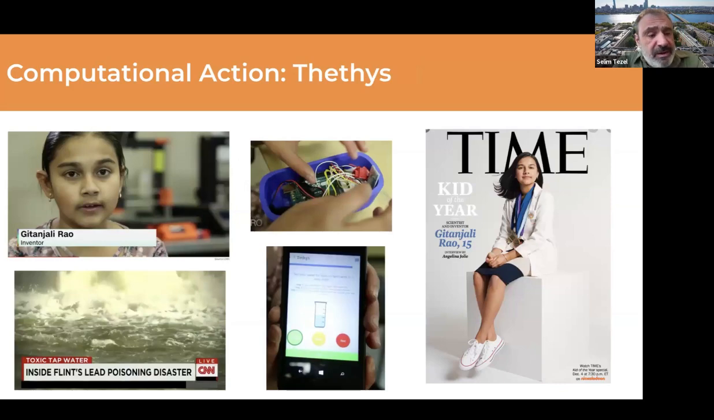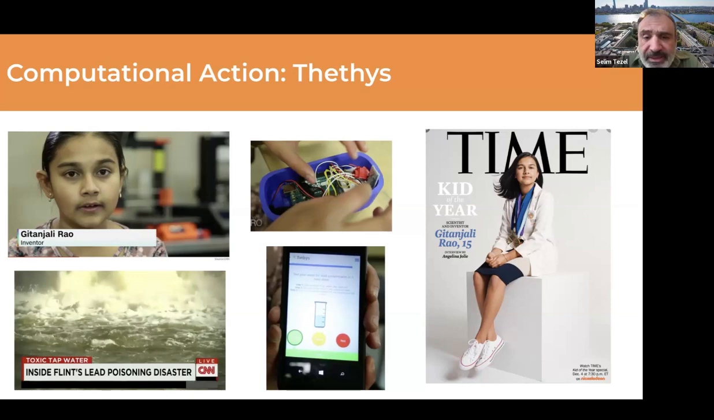Our probably most famous innovator is Gitanjali Rao. You may have heard of her. At the age of 12, she became very interested in trying to solve a lead poisoning disaster that was happening in Flint, Michigan. And what she did is she created a device with nanotubes and etc. And it's incredible that she already knew how she could put this together at the age of 12.